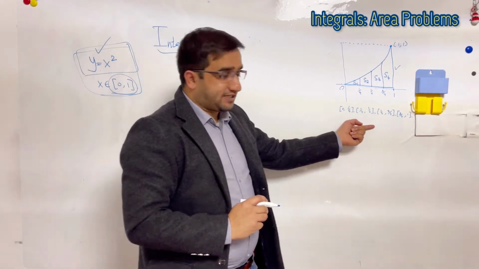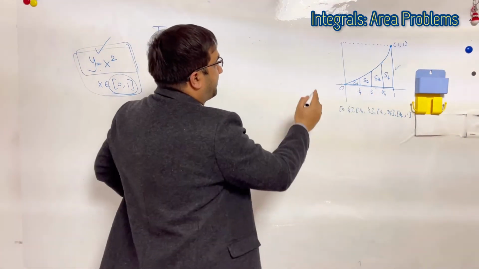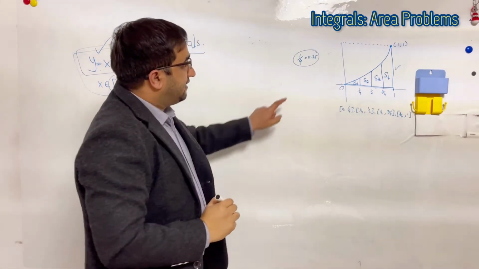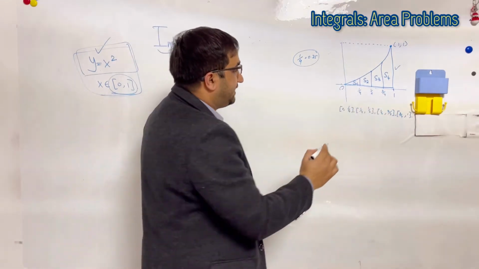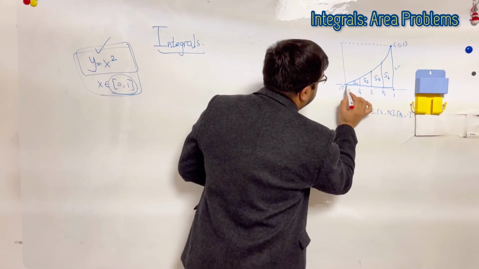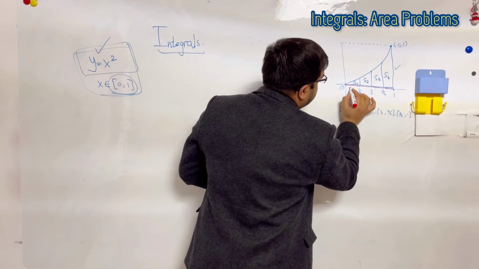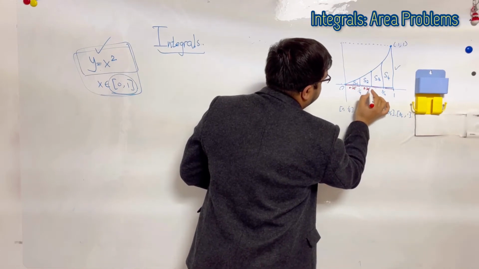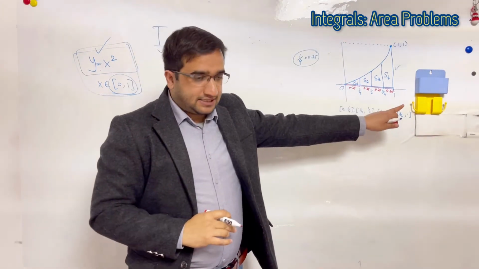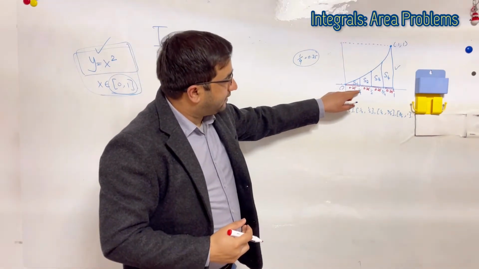And each interval has equal width. What is the width? The width is 1 by 4. 1 by 4 means 0.25. This is the fixed width of each interval. So this distance is fixed all the time. This distance, all these, this is 0.25, 0.25, 0.25, 0.25. So this distance is fixed. It means one side of the rectangle to me is sure that it is 0.25.